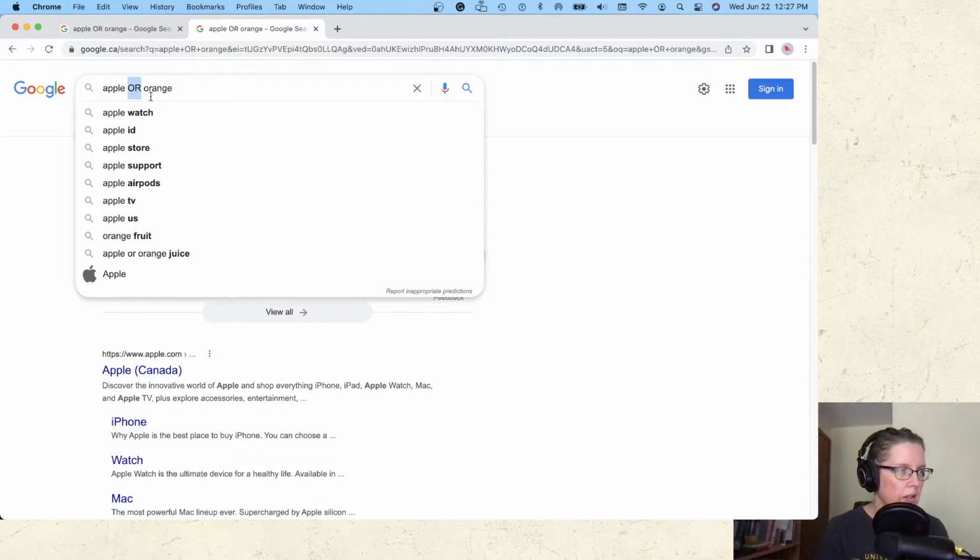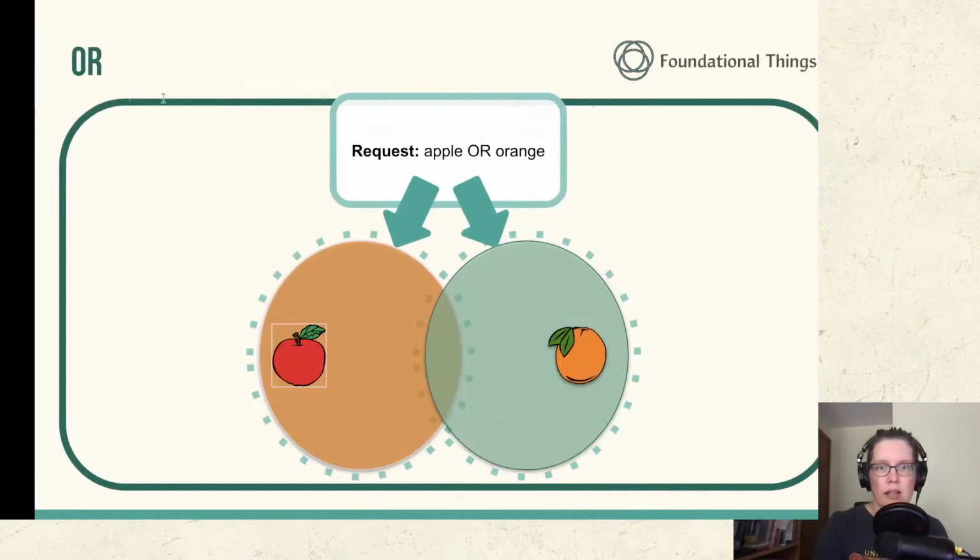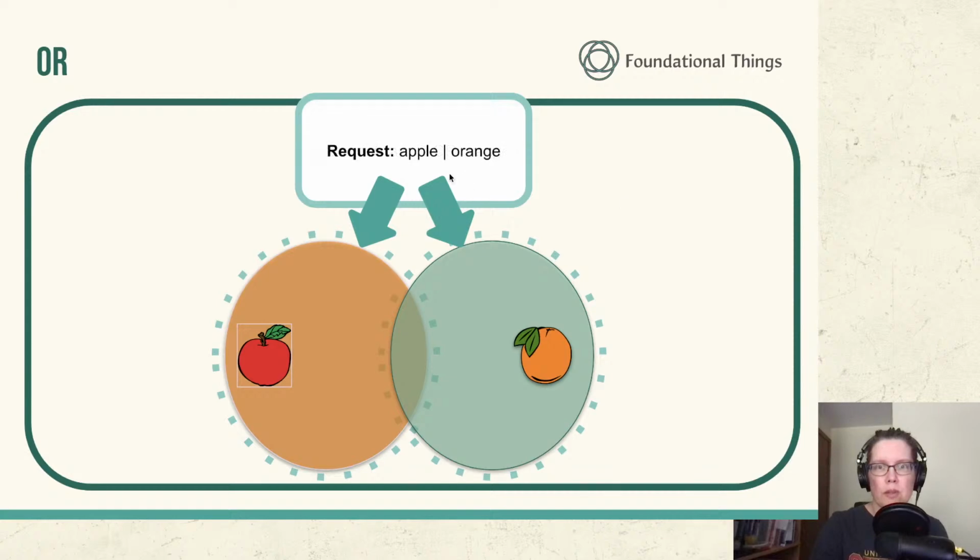Okay, so let's do this with something else I can show you. See that symbol there, straight up and down? It's called a pipe.